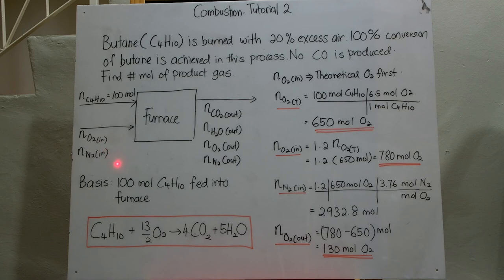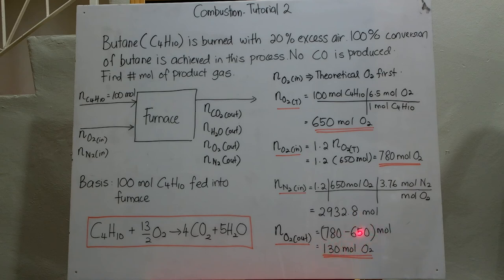So we know here the nitrogen that goes into the process is 2932.8 mole. Okay, since we already have oxygen in, now we can find oxygen out. To find oxygen out will be oxygen in minus oxygen used. Therefore, we will have 780 minus 650 mole of oxygen used. We get 130 mole of O2.